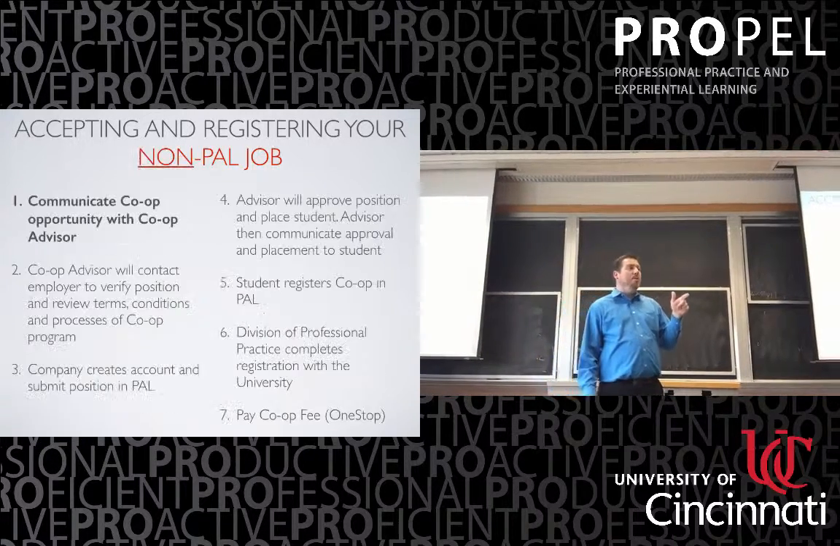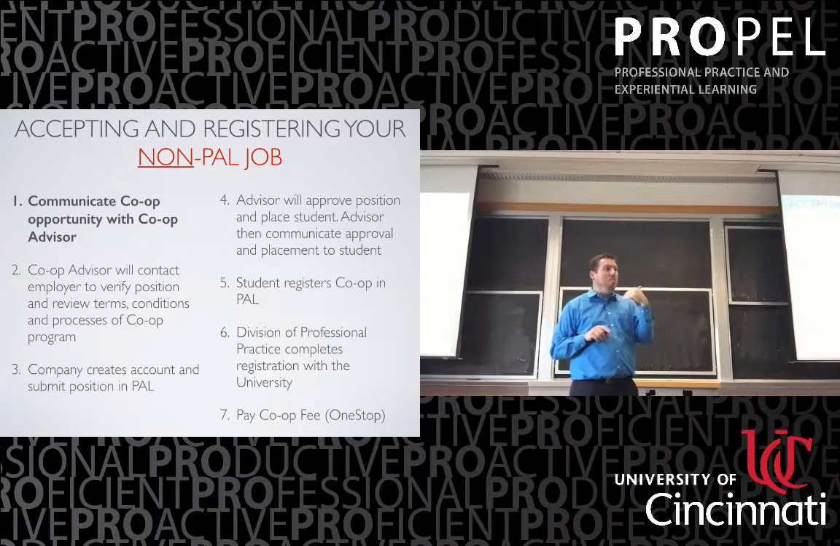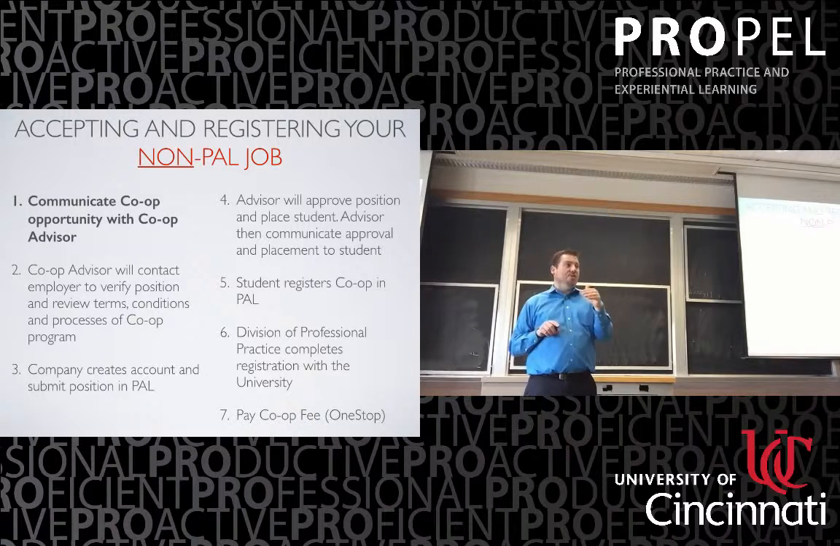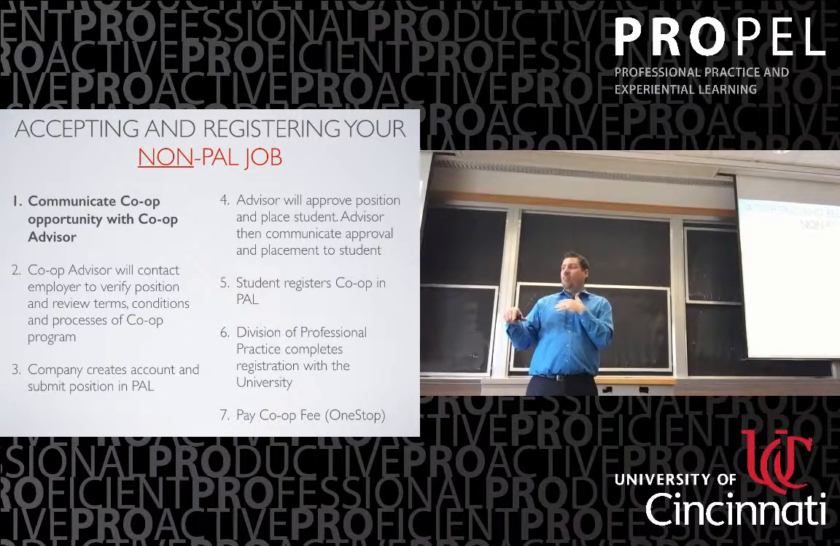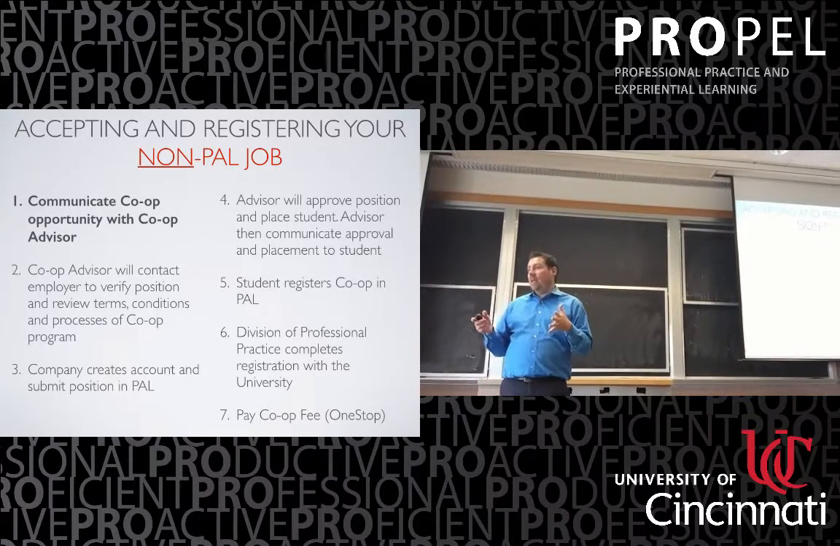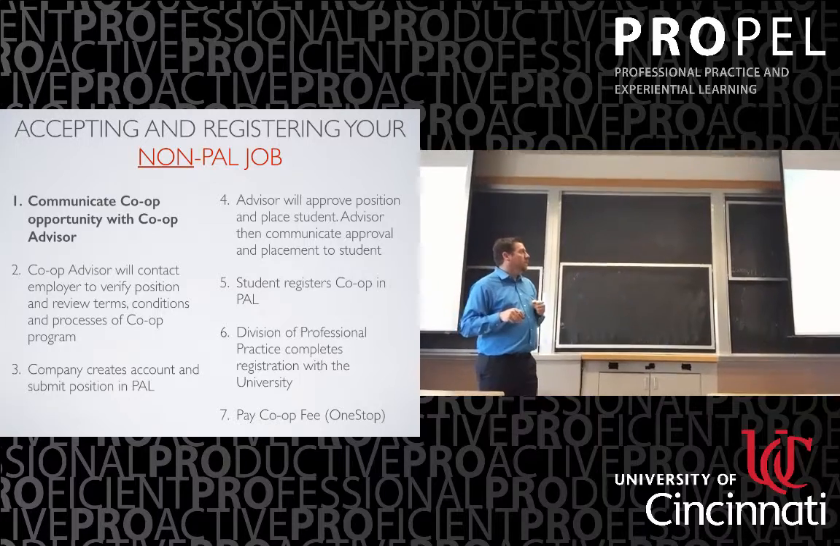Now, if you land a co-op job that isn't in PAL, so you go in PAL and you can't find it, or you found it on your own, so you already know it's not in PAL, the difference is all this stuff just basically says, shoot me an email and say, hey, I found a job that's not in PAL, can you help me get registered for that? And then I will either contact that company for you, or you can contact the company and create the job in PAL, and then I place you generally into that position. All right, so it's fairly straightforward.